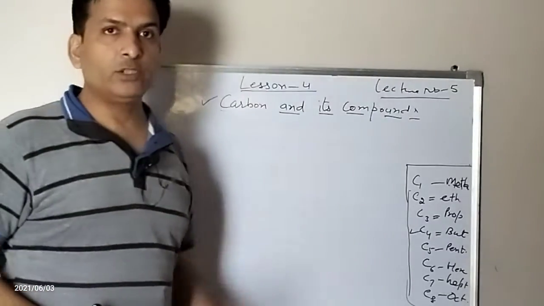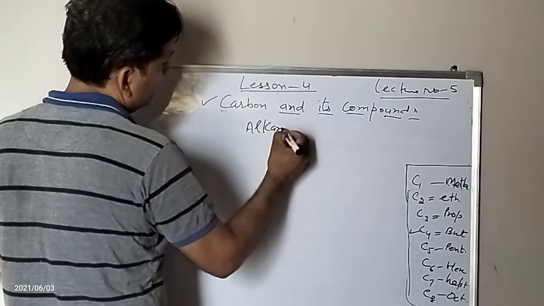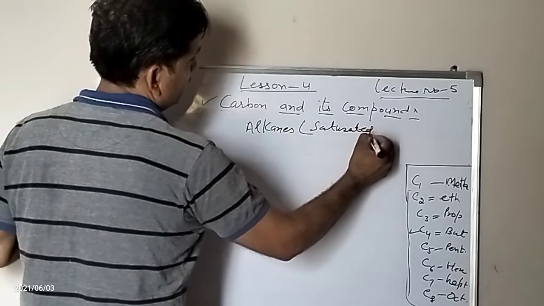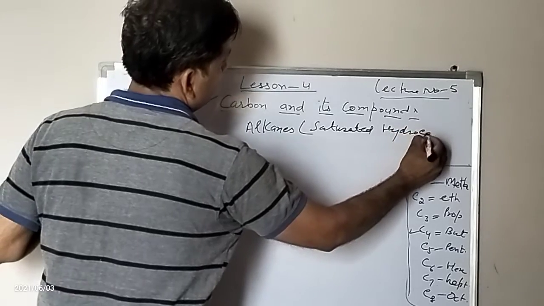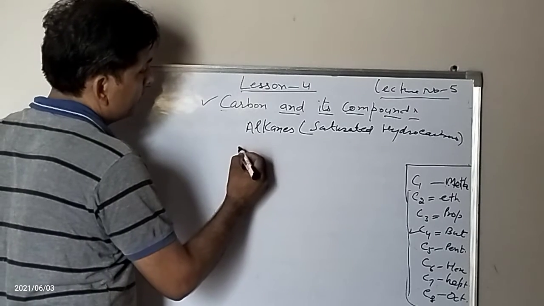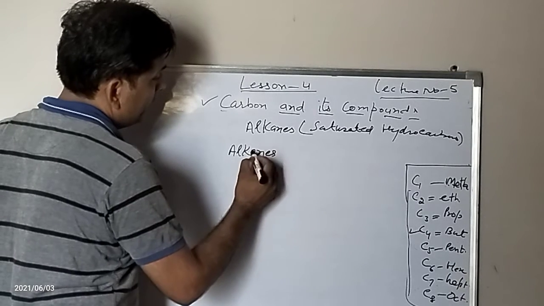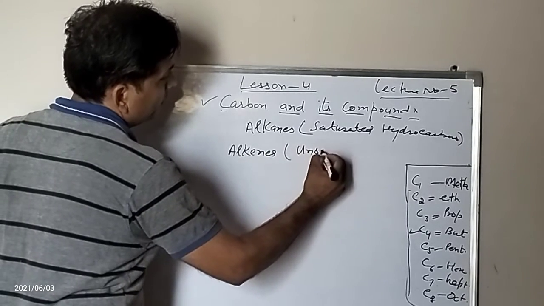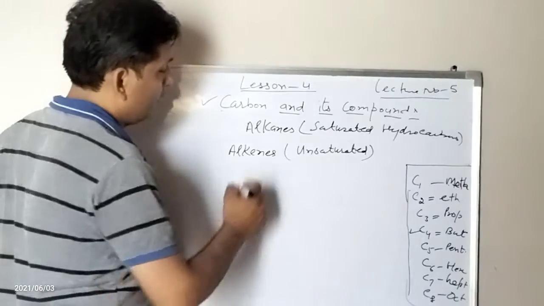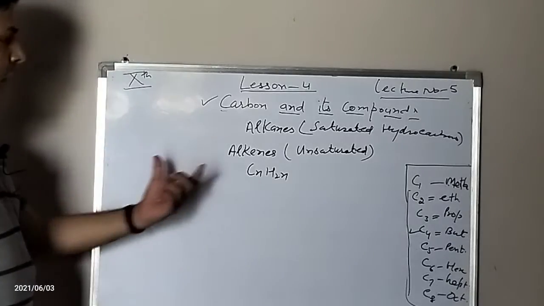Okay. In the previous lecture, we discussed alkanes, which are saturated hydrocarbons. In this lecture, we are going to discuss alkenes. Alkenes are unsaturated. If we look at the formula of alkene, it is CnH2n. The formula for alkene is CnH2n.